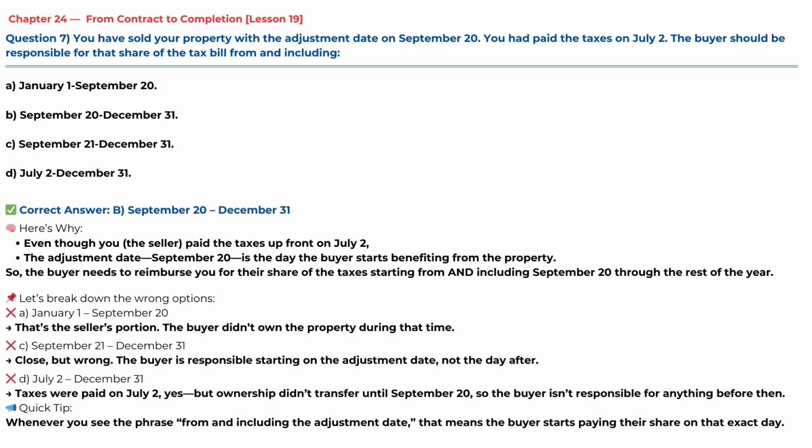C, September 21st to December 31st. Incorrect. Close but wrong. The buyer is responsible starting on the adjustment date, not the day after. D, July 2nd to December 31st. Incorrect. Taxes were paid on July 2nd, yes, but ownership didn't transfer until September 20th, so the buyer isn't responsible for anything before then. A quick tip, whenever you see the phrase, from and including the adjustment date, that means the buyer starts paying their share on that exact day.